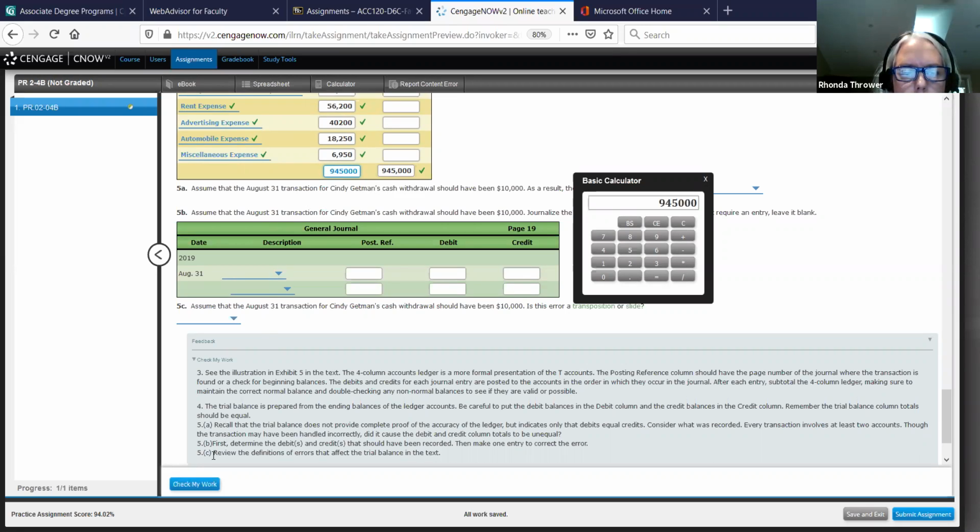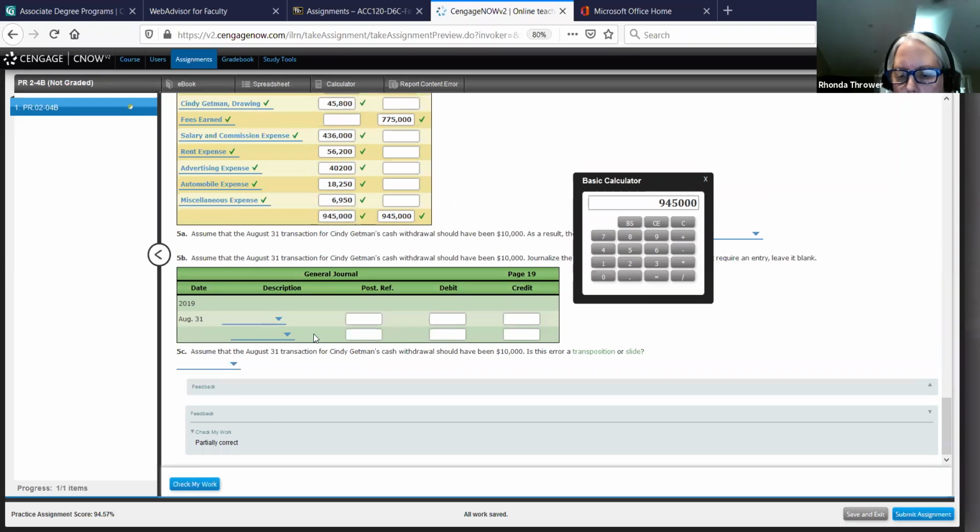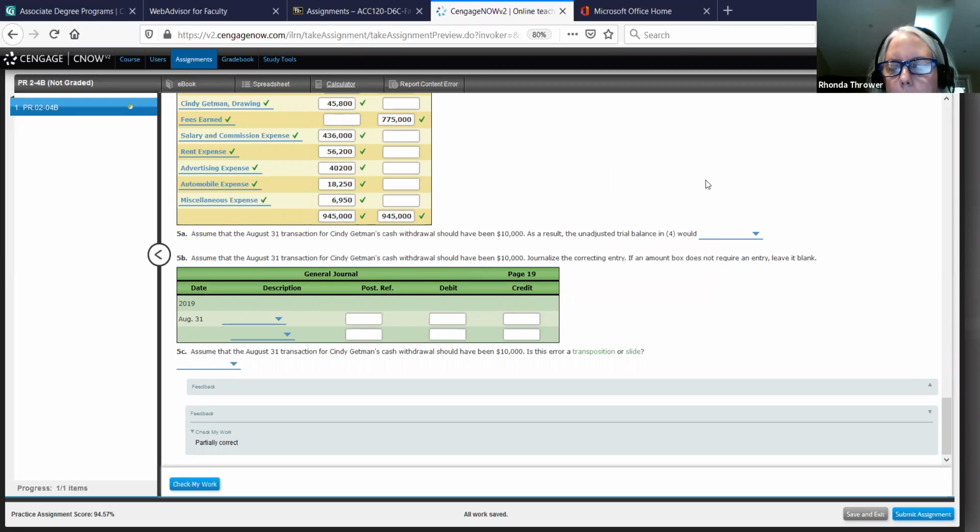Okay. All right, so my unadjusted trial balance is correct. So that's good. So what we've learned today is how to journalize transactions, how to post them to the ledger, and how to prepare an unadjusted trial balance. That's the most important thing you can learn in this chapter. The rest of this is just what if analysis.